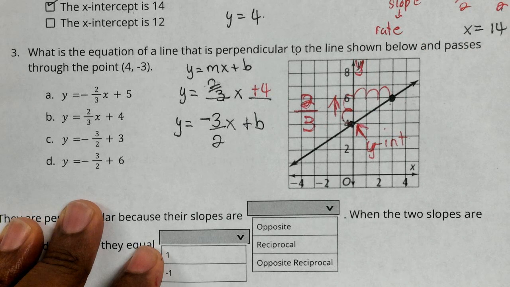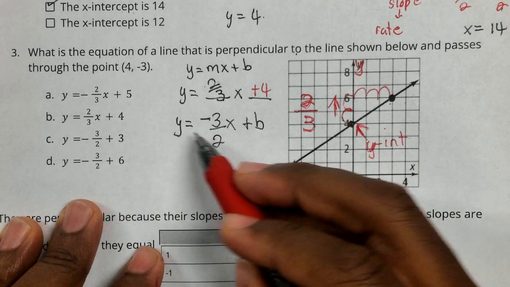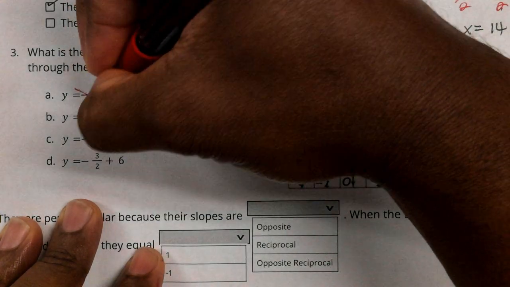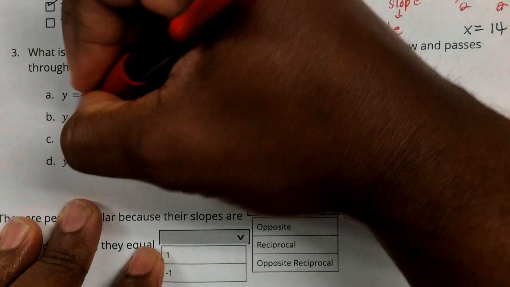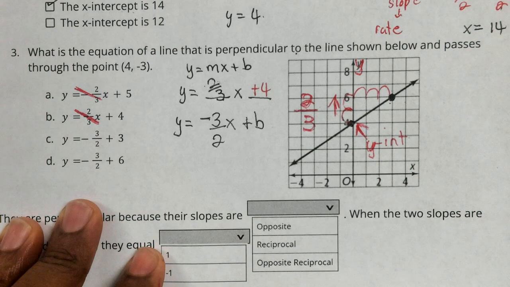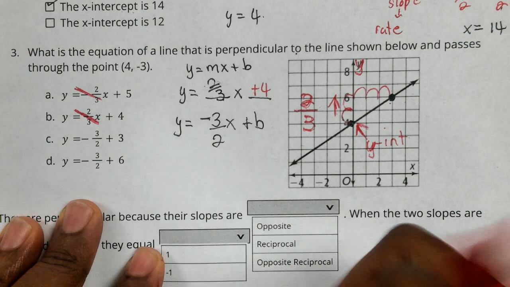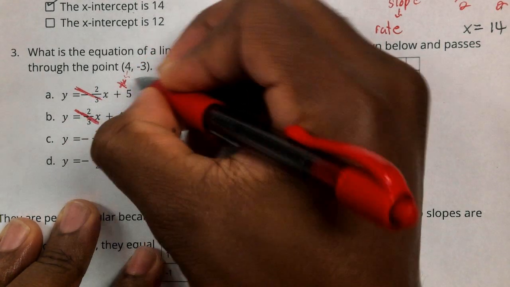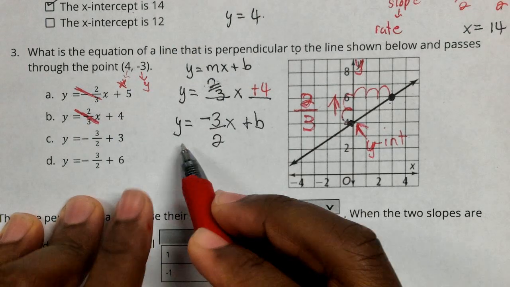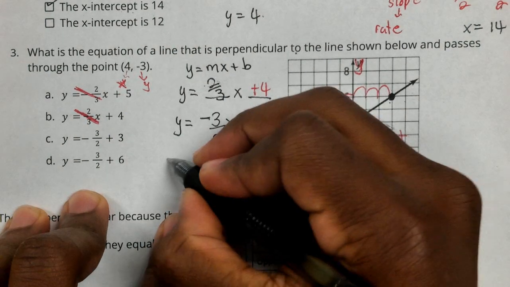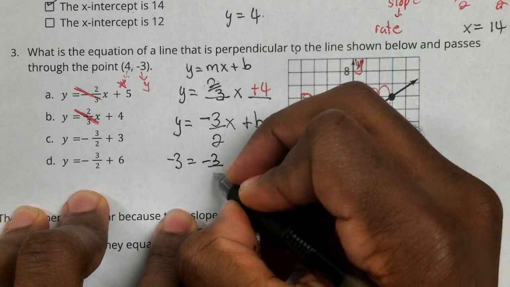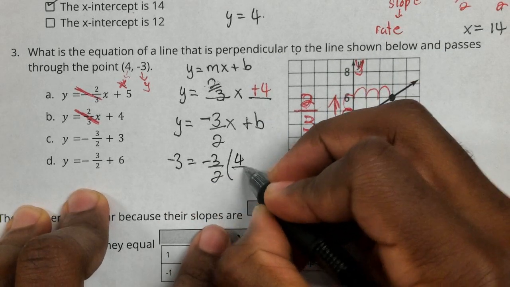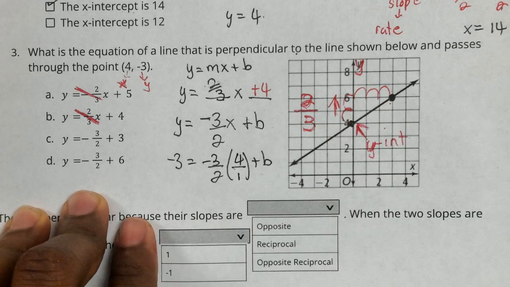So all I've got to do now is plug in these points, but you can already realize that 2 of these will not be the answer. This will not be the answer because it doesn't have the correct slope. This will not be the answer because it doesn't have the correct slope. So now we're going to evaluate after we plug in these points for x and for y. I replace y with negative 3. I replace x with 4. Because this is a fraction, I'm going to write it as 4 over 1, plus b.